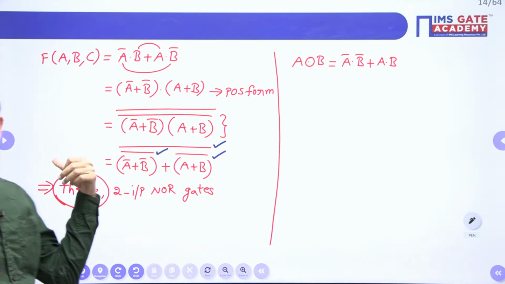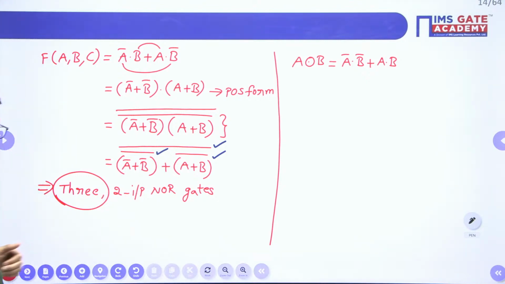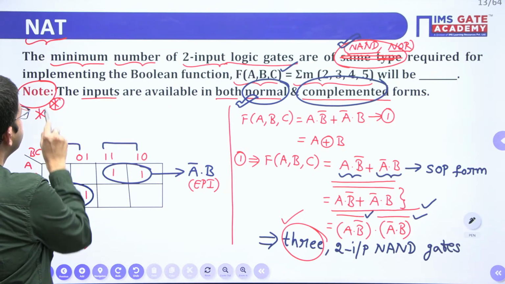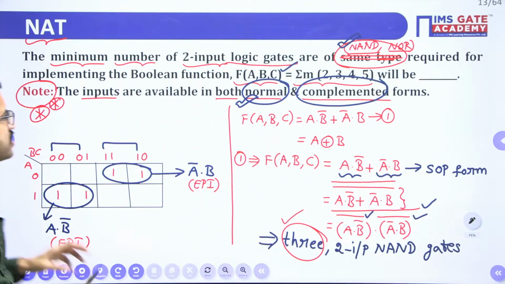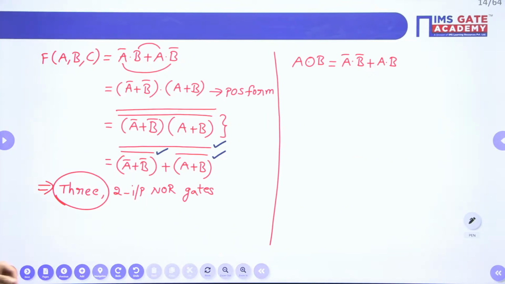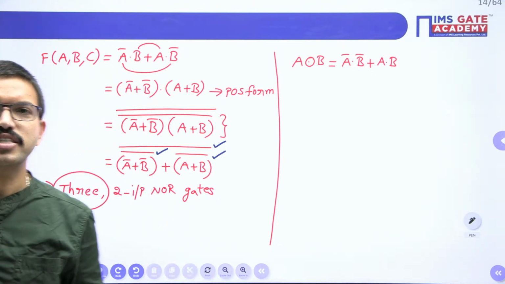Same, the assumption is the same. The inputs are available in both normal form and their complement form. This note you have to consider. Inputs are available in both normal and complement form. See, for this particular case only, we have discussed the XOR gate. Just for practice, I am discussing the XNOR gate. Kundan, you can cross check once.